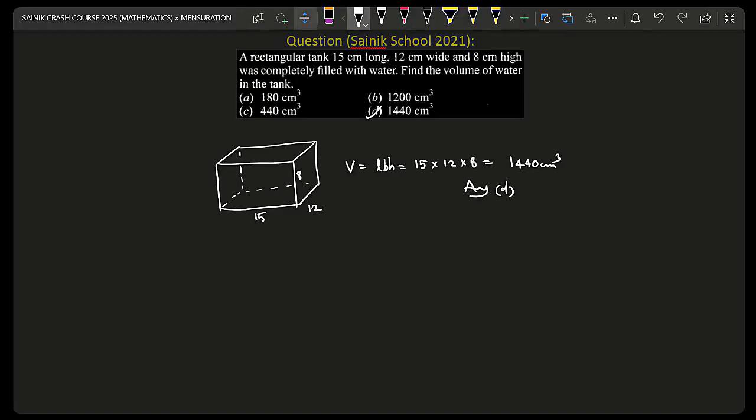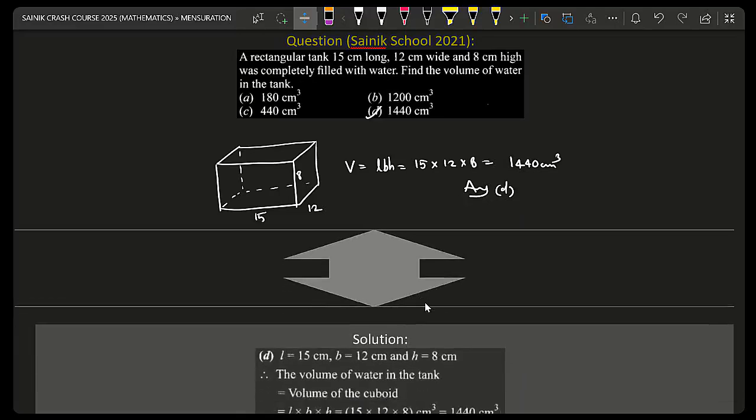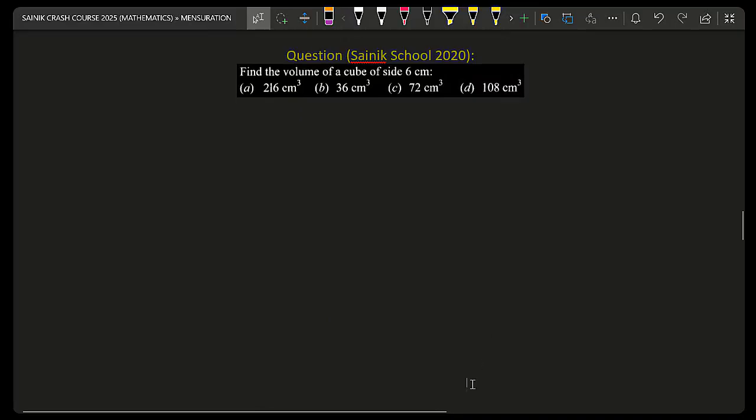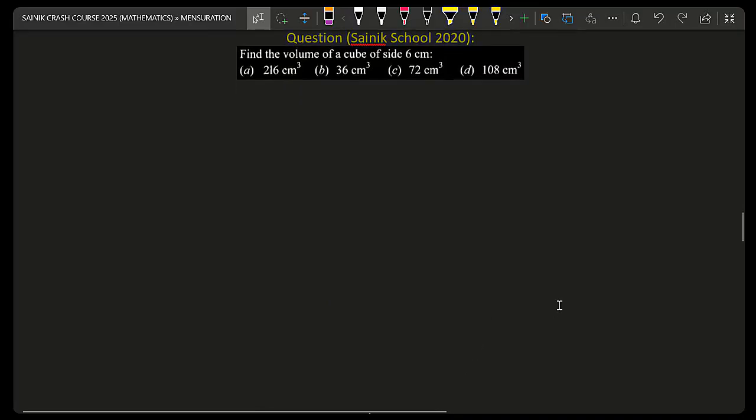So 1440 centimeters cube. So that is the answer. Next question came in 2020 paper. Find the volume of a cube of side 6 centimeters.